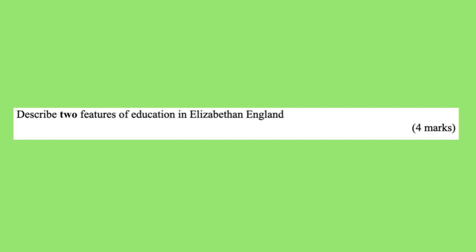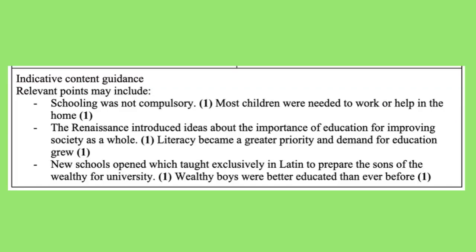Here's an example from the early Elizabethan England option. Describe 2 features of education in Elizabethan England for 4 marks. And here are some examples of points you could make to answer this question. Let's look at the first example together.